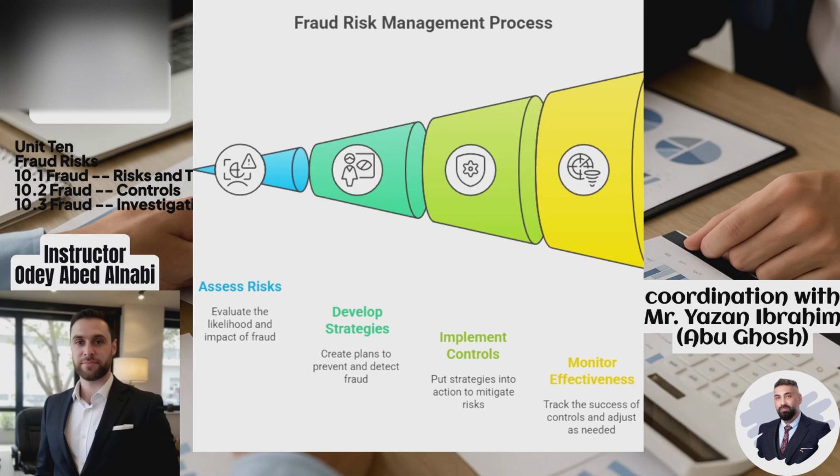Now, let's explore the different types of fraud. It's not a homogeneous concept. Fraudsters use a variety of tactics. One major category is asset misappropriation. This is essentially theft, stealing cash or other company assets such as supplies, inventory, equipment, or even sensitive information.